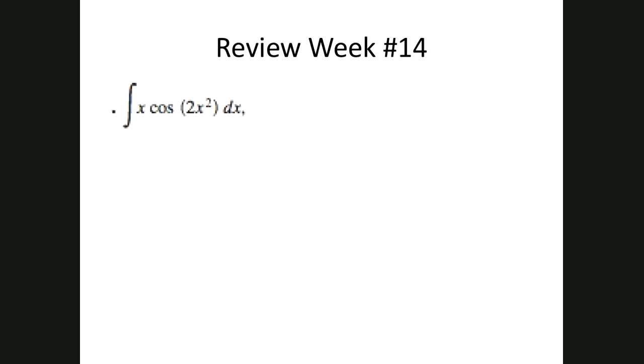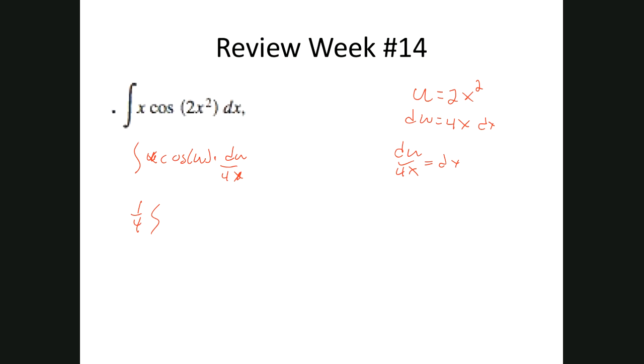One fourth sine of 2x squared. Okay, in this problem, if I let u equal 2x squared, then du is equal to 4x dx, and du over 4x equals dx. So if I rewrite things, I have x cosine of u times du over 4x, and the x's cross off. I'm going to put the 1/4 on the outside, so I've got 1/4 times the integral of cosine of u. The integral of cosine is just sine, so I've got 1/4 sine of u. My u value is 2x squared, so I just put that back in there. So 1/4 sine of 2x squared is correct. Very nice work.